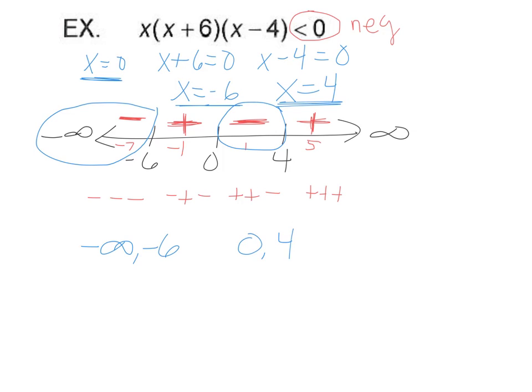The original inequality did not have the equal to, it was just a less than, so I know that's parentheses. And infinity always has parentheses. And then because the two sections are part of the same answer, we use a U for union in the middle. So all numbers that are in between negative infinity and negative 6, and all numbers that are in between 0 and 4 would solve the original inequality.